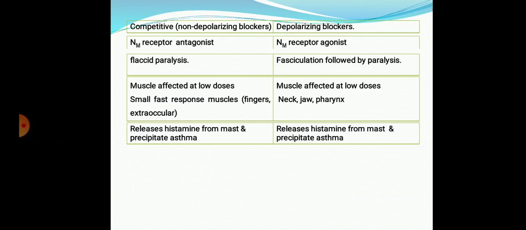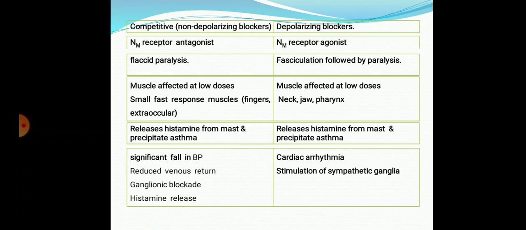Competitive blockers cause release of histamine. Both of them do the same thing, so both of them should be avoided in patients with asthma. Competitive blockers can produce a significant fall in BP. The first reason is reduced venous return because of skeletal muscle paralysis. The blood flow from the legs back to the heart will be reduced. Second, ganglionic blockade and histamine release both will again produce vasodilatation, leading to a fall in BP.